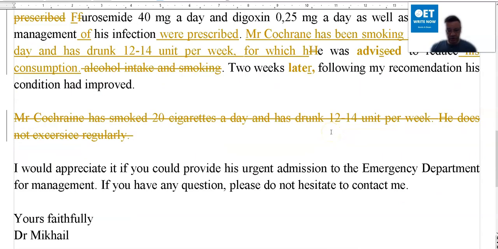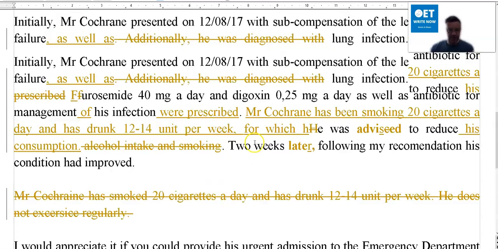I'd appreciate it if you could provide urgent admission for management. Any questions, please don't hesitate to contact me.